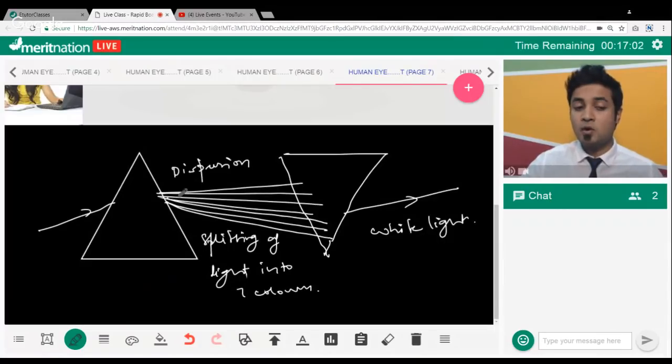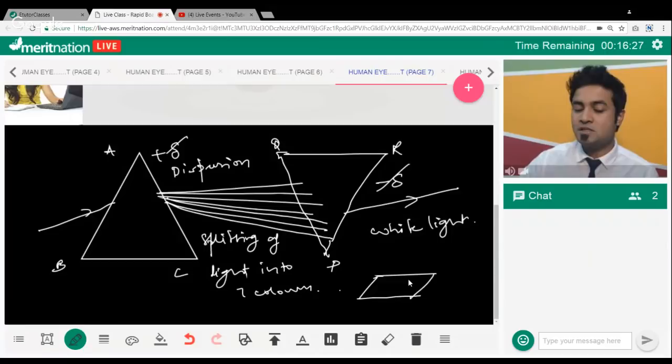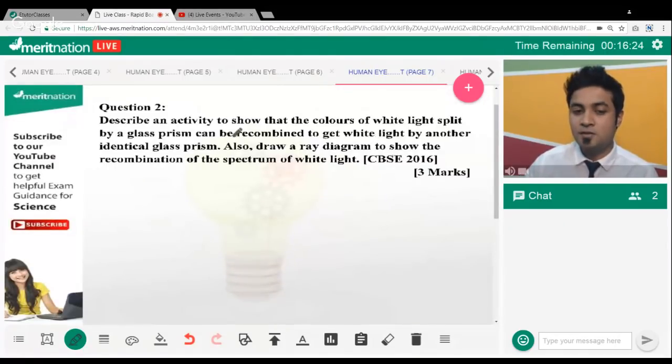And what is happening here, this prism ABC, or you can say this one as PQR. This prism is giving the angle of deviation as plus delta, and this prism is going to give the angle of deviation as minus delta. So once you recombine these two, it is just canceling these two angles of deviation. That's why you're getting white light. If you combine these two prisms, you are getting a glass slab, nothing but a rhombus kind of glass slab, isn't it? So this is what happens in the case of the glass slab. This question was asked in CBSE 2016.